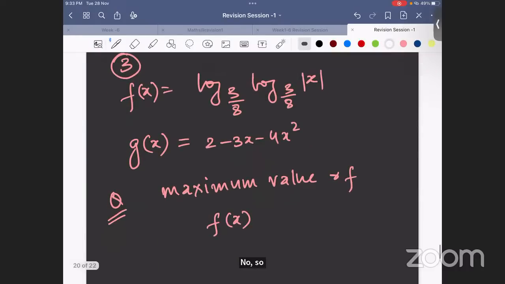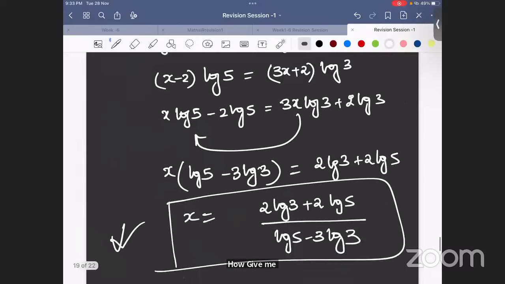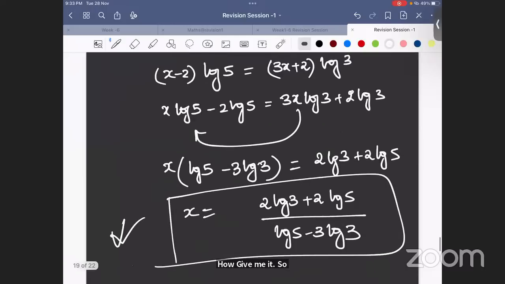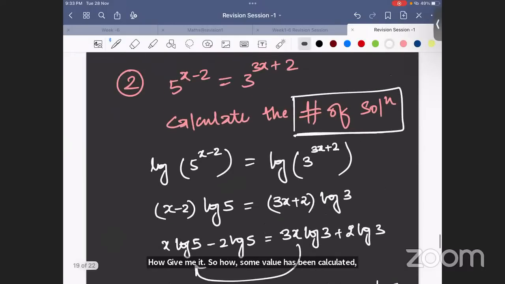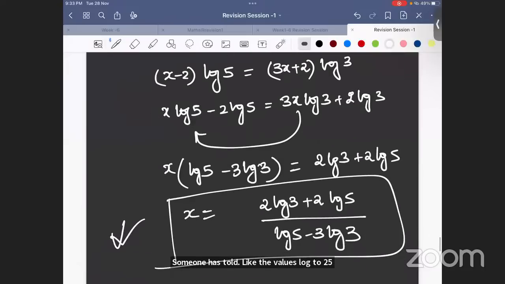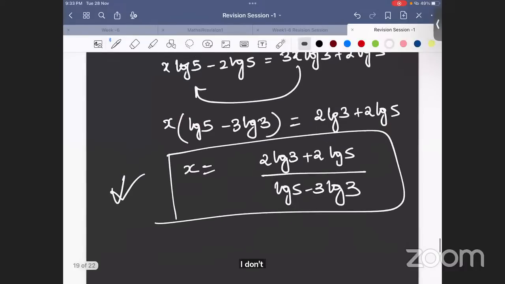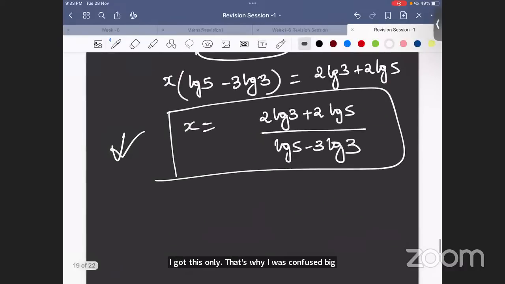Now, how do we solve this equation? In the previous one, how was the value calculated in the end? Someone told the value was log 225 or something. Maybe she would have done something else. I guess the answer was also log, this only. That's why I was confused. No, it is the same.